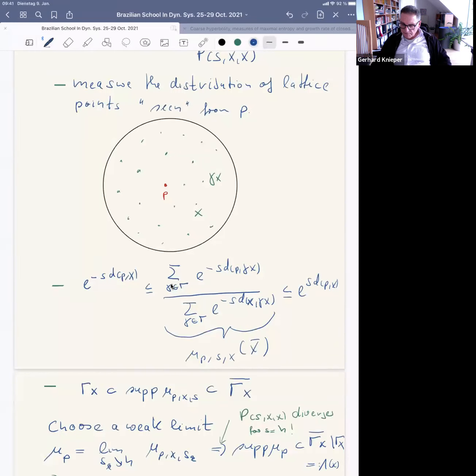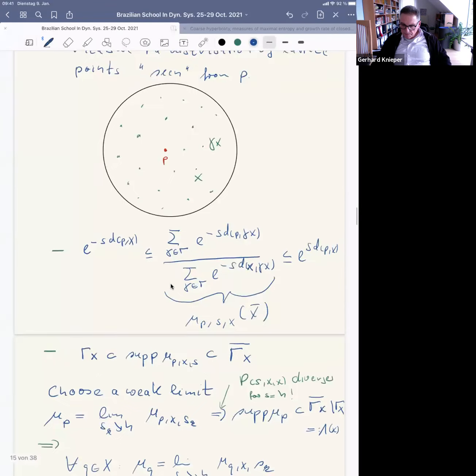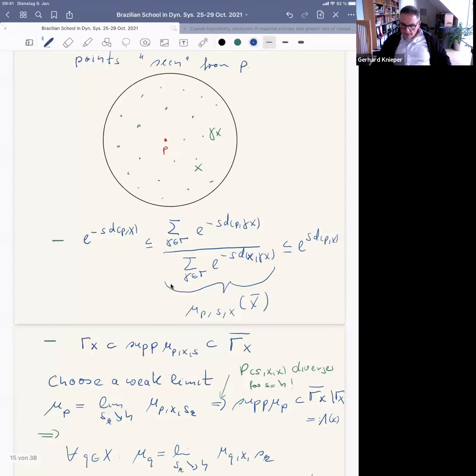So this is a family of finite measures, but that's not what you are interested in. You are interested in how the distribution behaves at infinity.